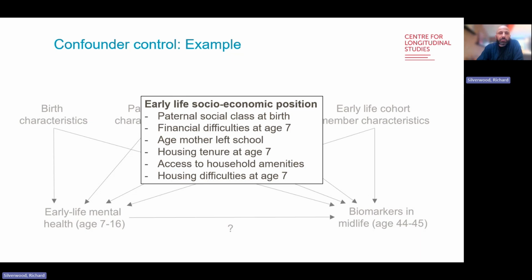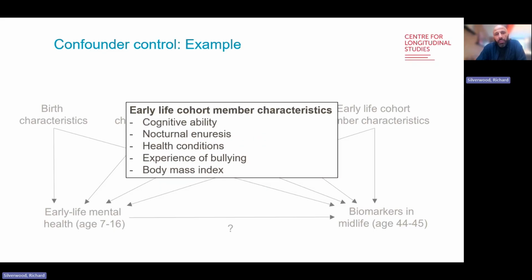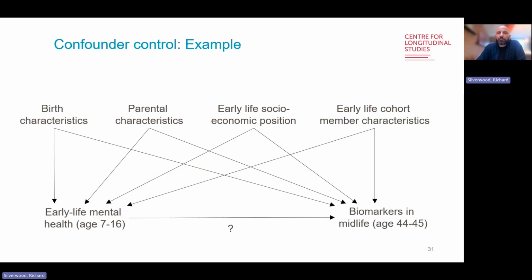Again, lots of variables measuring early life socioeconomic position across a variety of different dimensions. Early life cohort member characteristics. Again, many of these have been mentioned already, cognitive ability, etc. And in this analysis, in this published paper, all of these variables were controlled for in the analysis. And so in that way, the authors hope that they can control this potential for confounding as much as possible.